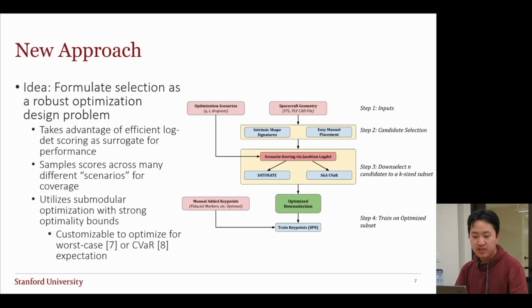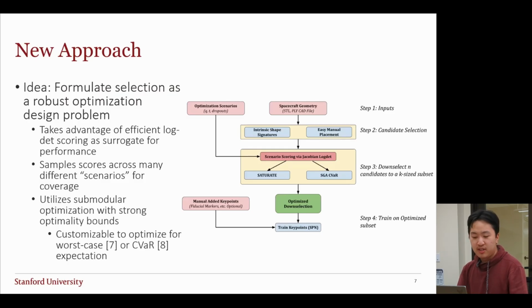The approach I'm proposing is to instead formulate this selection as a robust optimization design problem, or kind of like an experimental design problem that instead takes advantage of efficient log determinant scoring as a surrogate for performance. I'll get a bit more into that later. It also samples these scores across many different quote unquote scenarios for coverage and generalization, or it can also sample from scenarios that you select to follow a specific mission guideline. I'll go a bit more into that as well.